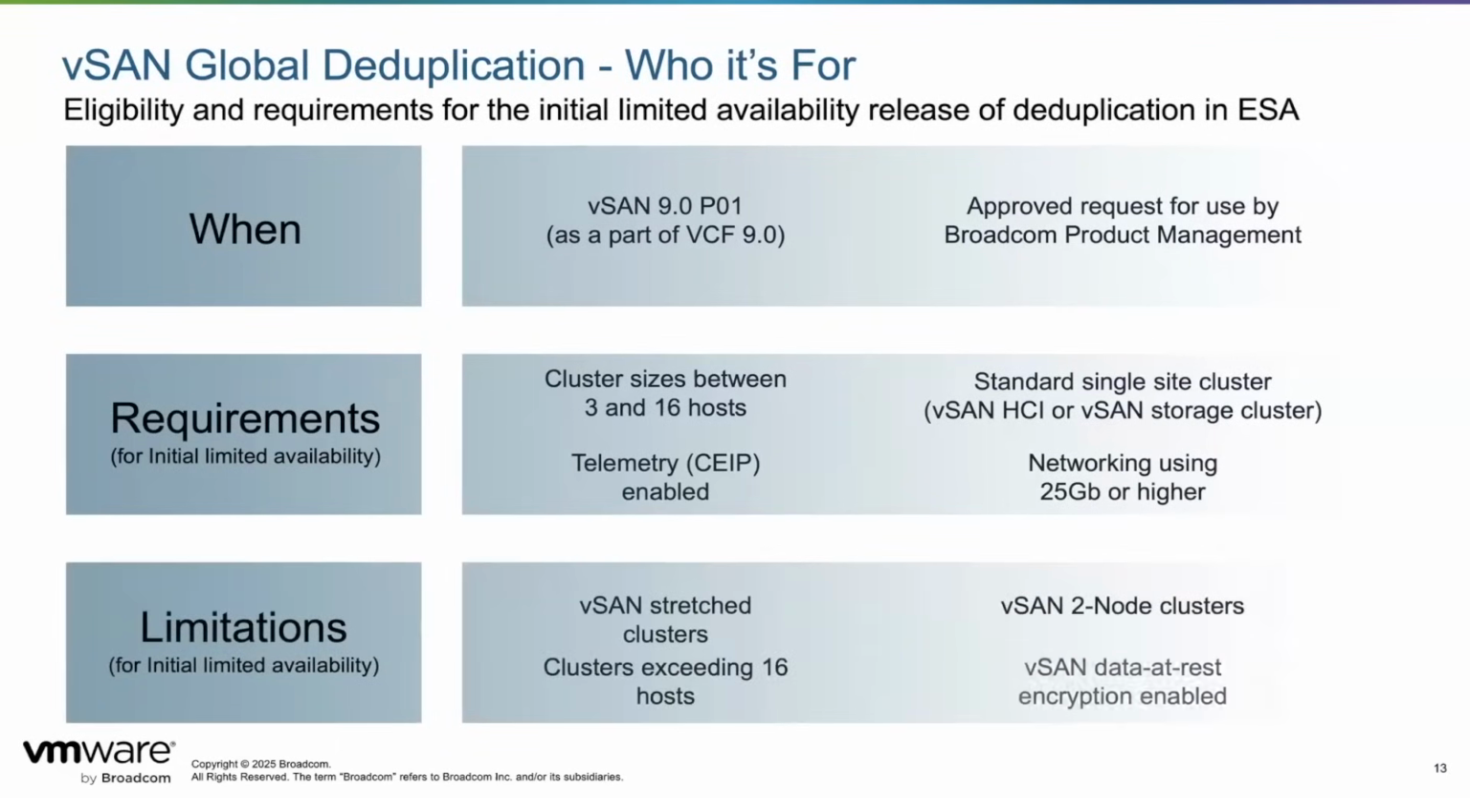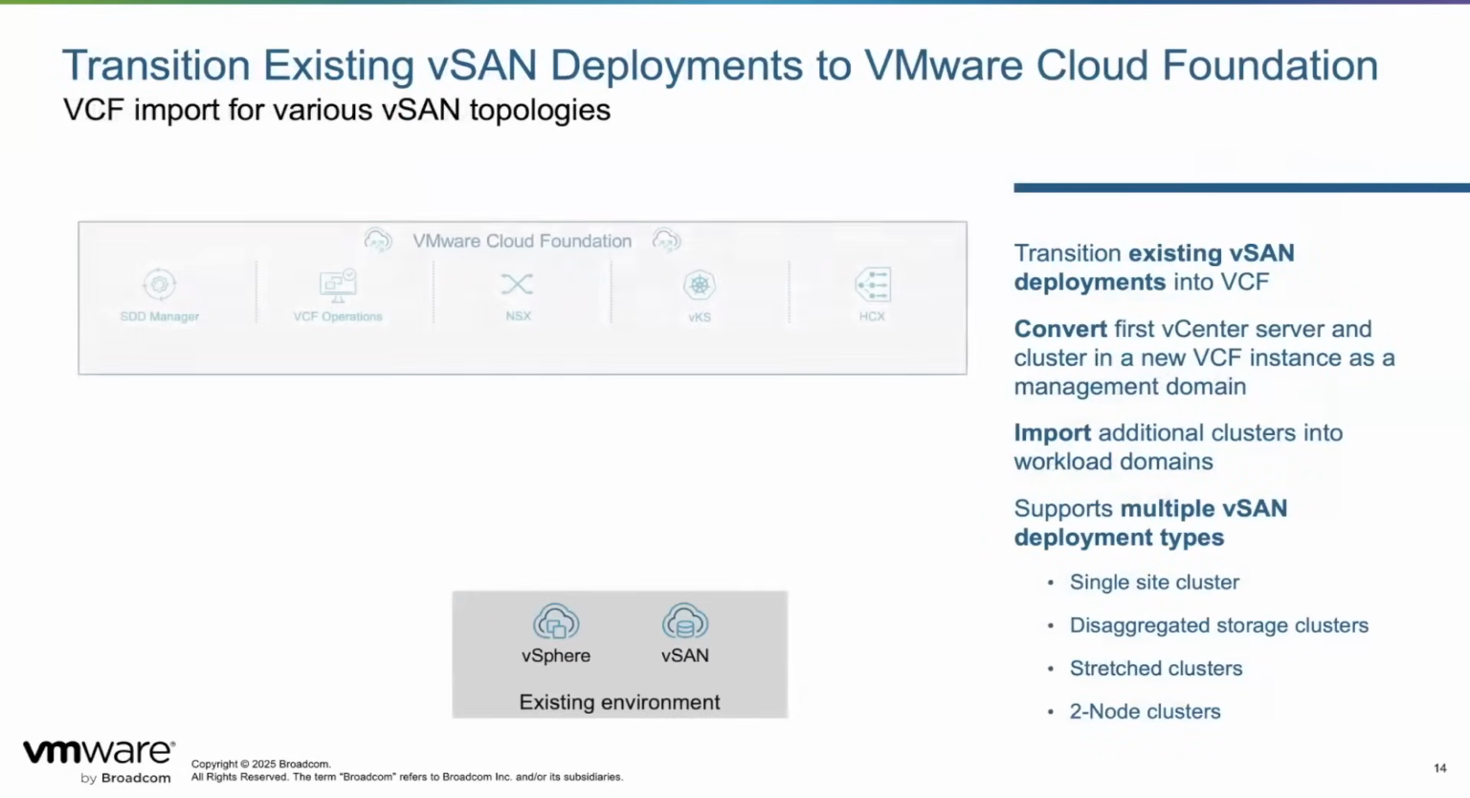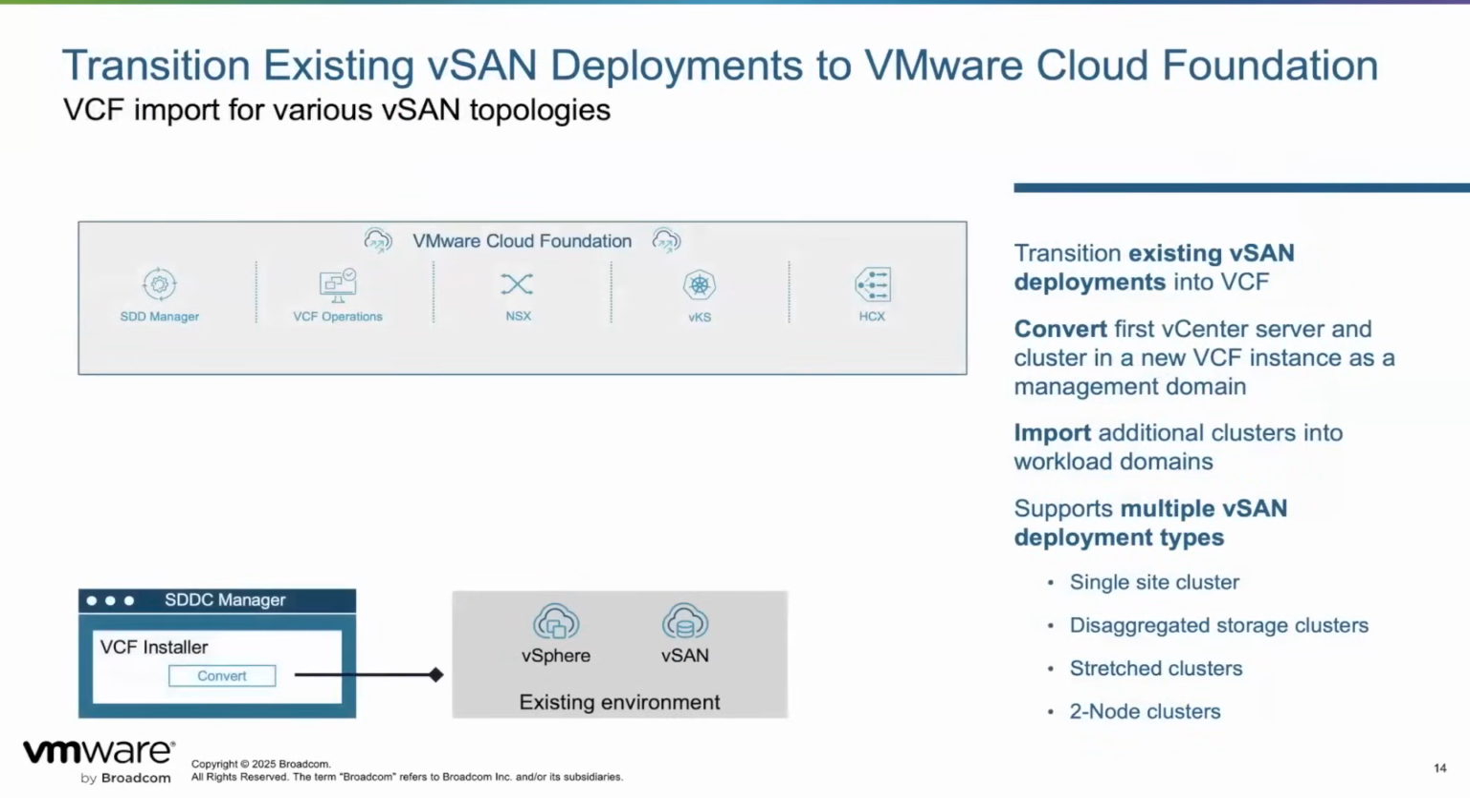So from an availability standpoint, this feature is coming out with patch 1. We are doing some initial limitations on this request for product qualification. We want people to have phone home on, and we're also limiting cluster sizes to 16 nodes initially. We're also wanting to see 25 gig networking at a minimum, which you really should be at in the year 2025. And then we've got some other limitations on features. We're doing additional QA testing. Any questions on dedupe there?